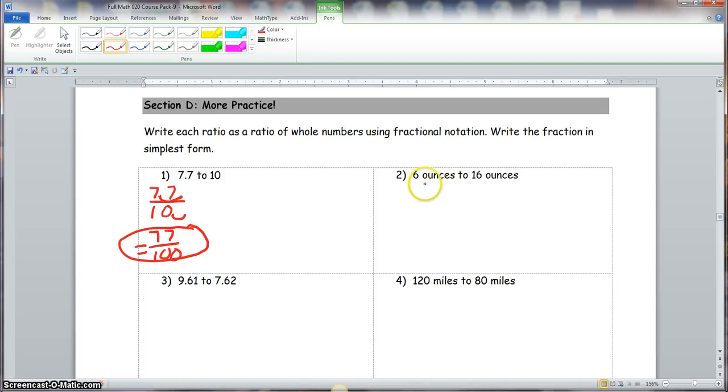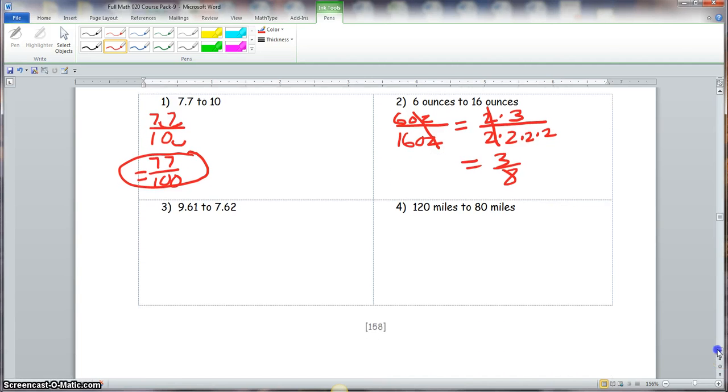Now we go over here to number 2. We have 6 ounces all over 16 ounces. Now we could simplify this like we would do any other fraction. The prime factorization of 6, we know, is 2 and 3. And the prime factorization of 16 is 4 2's. Now, we simplify out the 2's we have in common, and we have 3/8 because these ounces will simplify out.